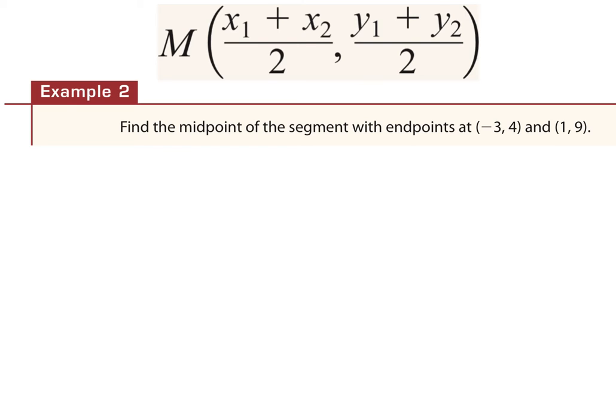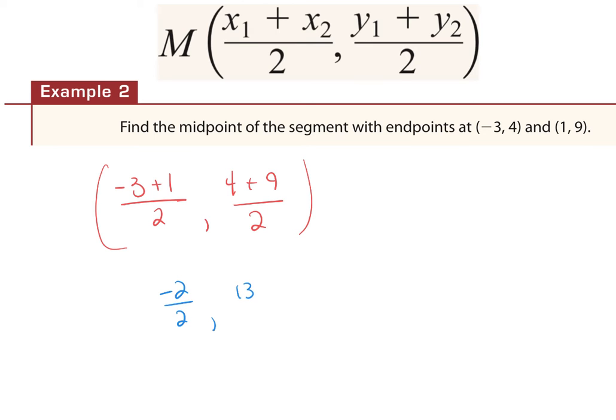So I'm going to plug this in. I'm going to add my x's. I'm going to say -3 plus 1, and that will be divided by 2. That is my x value. 4 plus 9, and that will be divided by 2. That is my y value. And then I just calculate it. -3 plus 1 is -2 over 2. 4 plus 9 is 13 over 2.